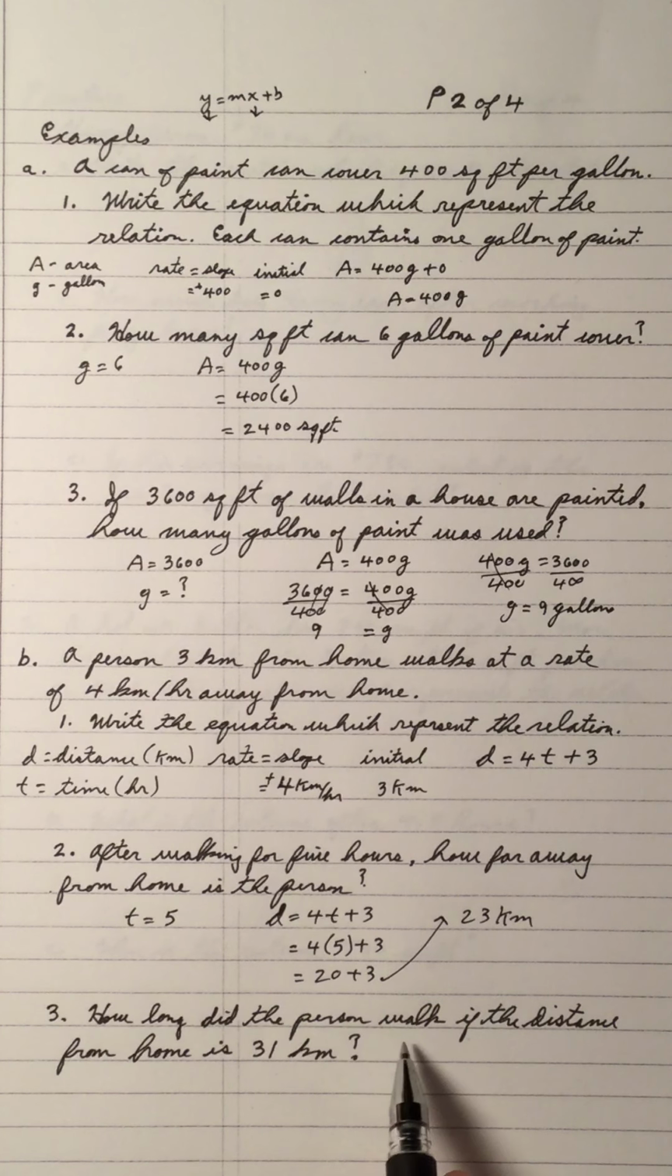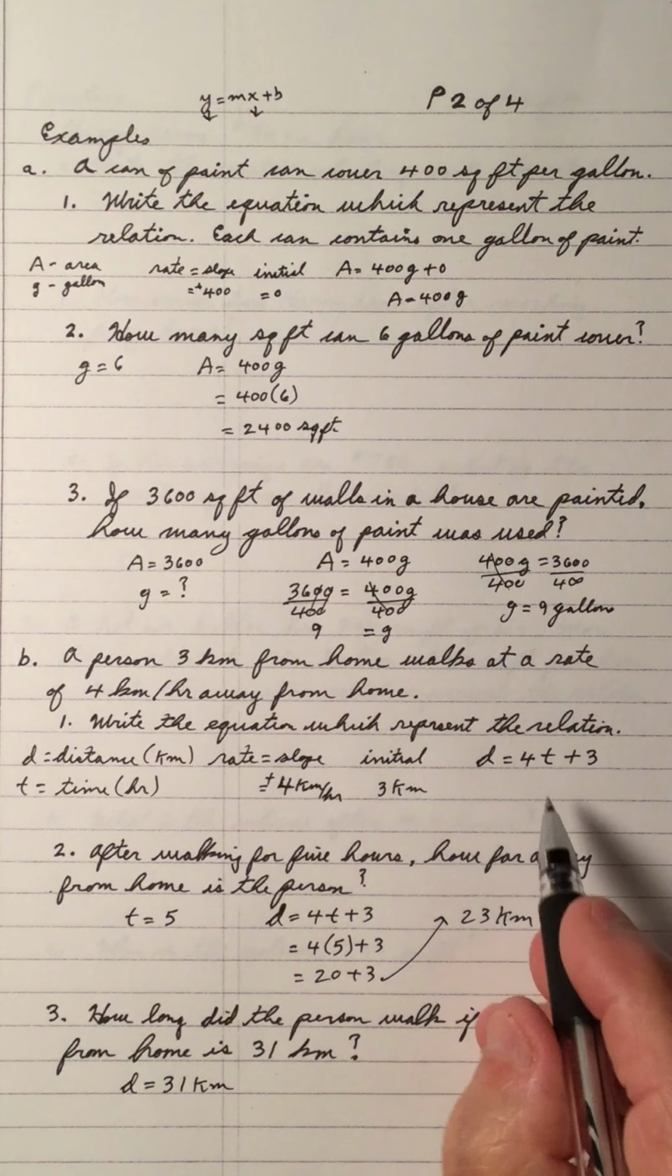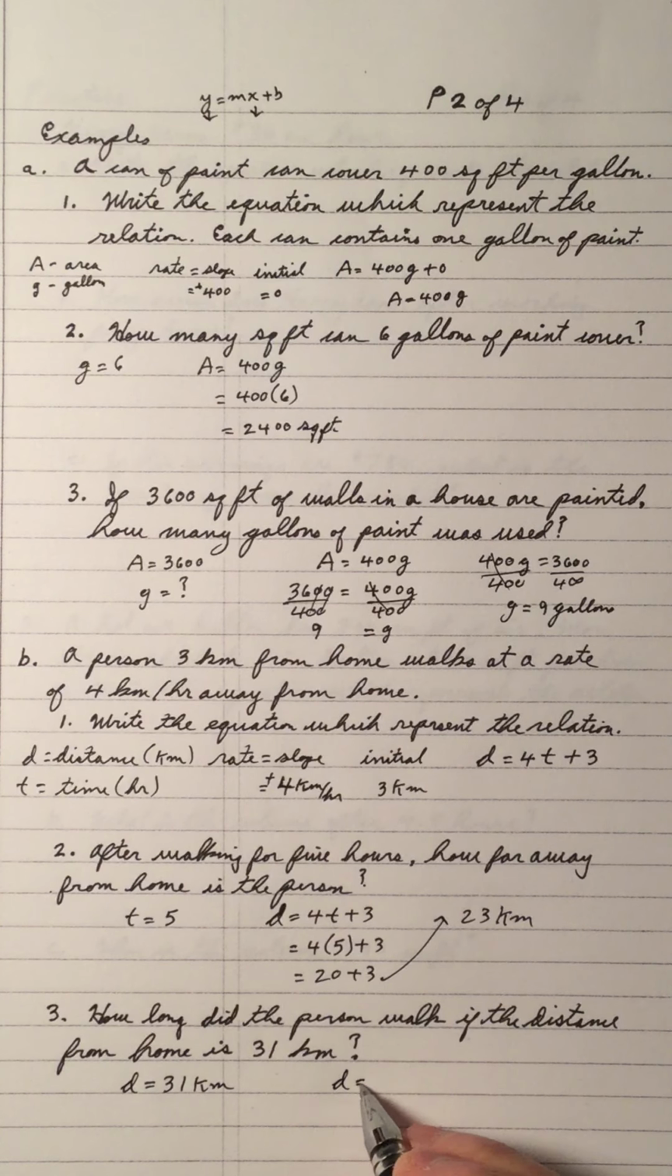Number 3, how long does a person walk if the distance from the home is 31 kilometers? So now we have the distance is 31 kilometers. So the formula is d equals 4t plus 3. So you write down d equals 4t plus 3. D is 31, so 31 goes underneath D and substitute it in, and we're solving it for time. And if you want to move the variable to the left, go ahead.